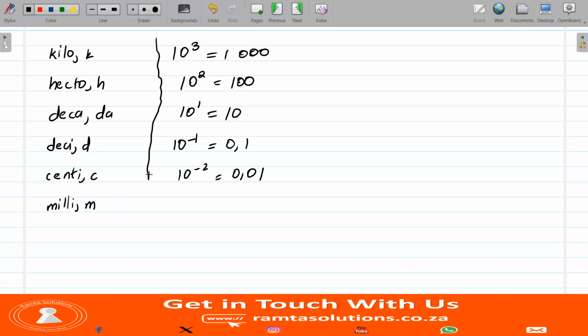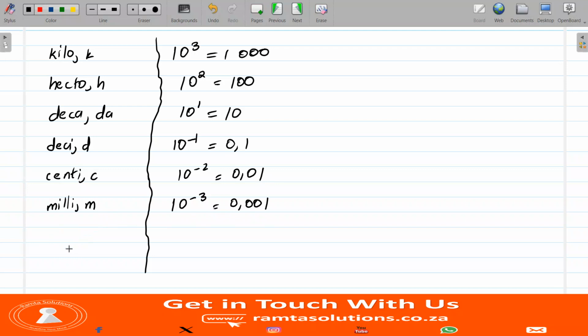Milli, small letter m. What is that? Milli is 10 to the negative 3. What is this? This is 0.001. Guys, I hope you now see why instead of saying 0.001, we write milli.